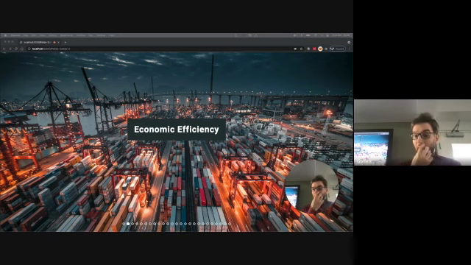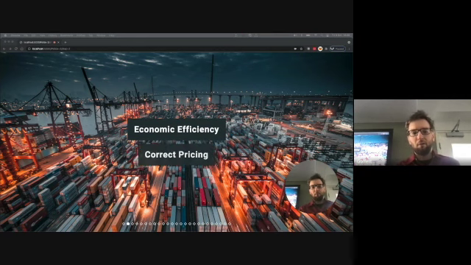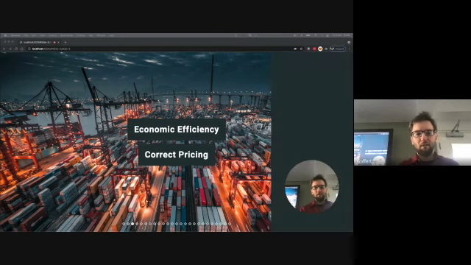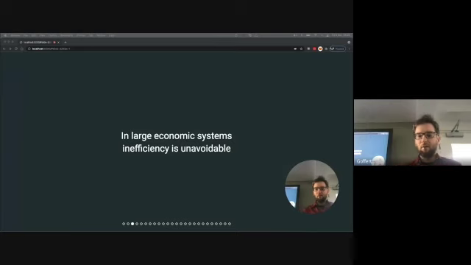Another way to describe it, which I think is more intuitive, is that products are priced in an optimal way. So that means every product has the price of its actual intrinsic cost to produce, or the value that it creates. But if you change the cost of things, then things get out of whack. And in a large economic system, this sort of inefficiency is unavoidable. There's always some way that you can extract value from a system like that.